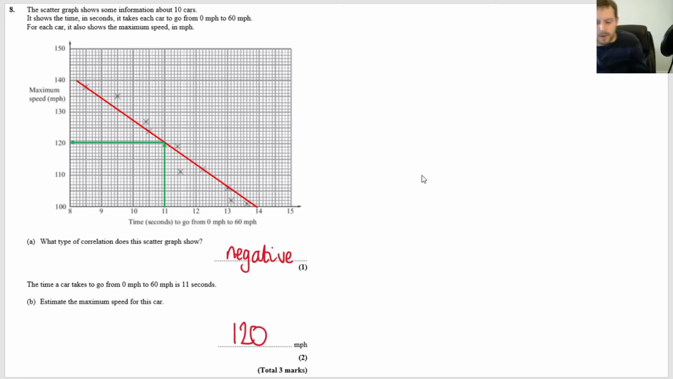And if I look in the mark scheme, you'd be allowed anything from 117 to 123. So as it happens, mine is right in the middle of 117 and 123. But anyway, that's how you use a line of best fit. It's used to make an estimate like that.